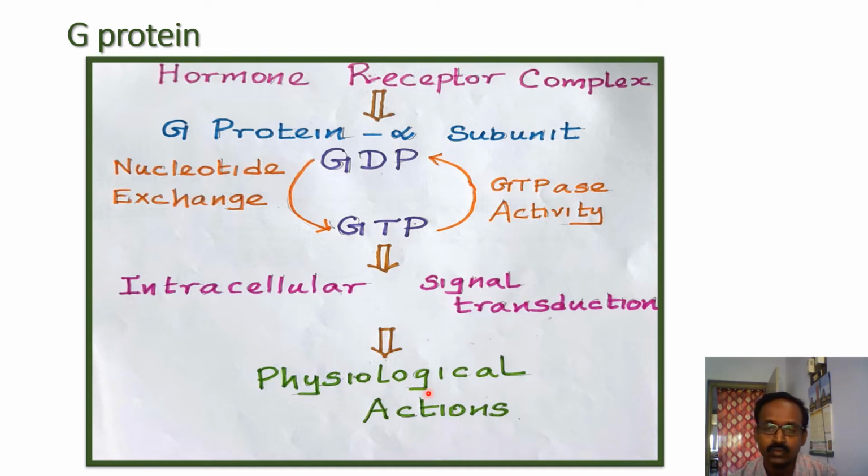When the action is over, the G protein has inherent GTPase activity. Again, the GTP is exchanged for GDP. So the G protein is in the rest state for the next hormonal action.